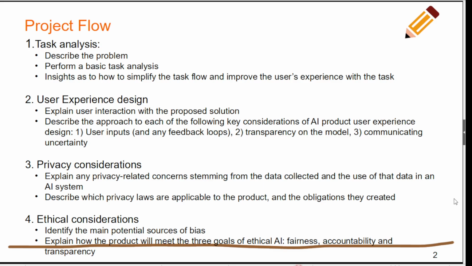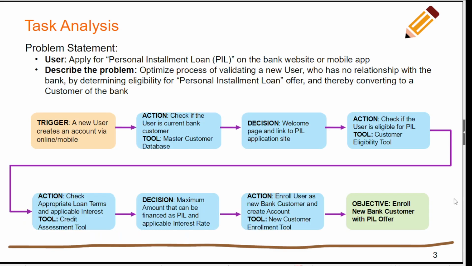Then, moving on, we will address the privacy considerations, where we will explain any privacy related concerns stemming from the data collected and the use of that data in an AI system. We'll also describe which privacy laws are applicable to the product and the obligations they created. Finally, we will discuss ethical considerations, identify any potential source of bias, and also explain how the product will meet the three goals of ethical AI, which is fairness, accountability, and transparency. Let's start with task analysis.